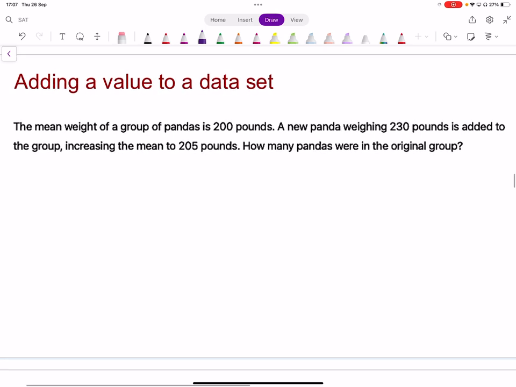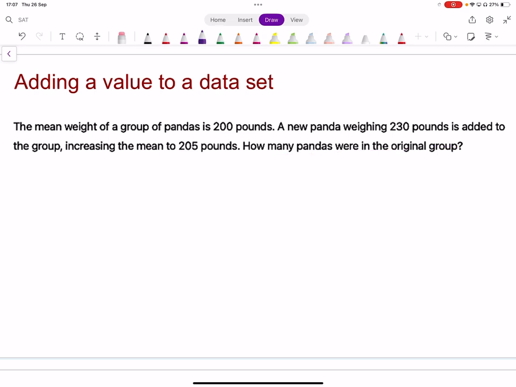Okay, let's have a look at this one. You have done this kind of problem in O levels too, I think. Adding a value to a data set. The mean weight of a group of pandas is 200 pounds. A new panda weighing 230 pounds is added to the group, increasing the mean to 205 pounds. How many pandas were in the original group? How do you figure this out? So what are we looking for? How many pandas were there in the original group?